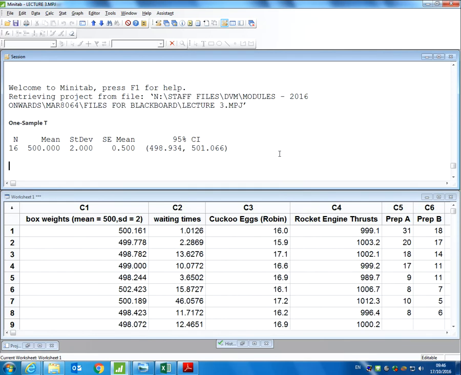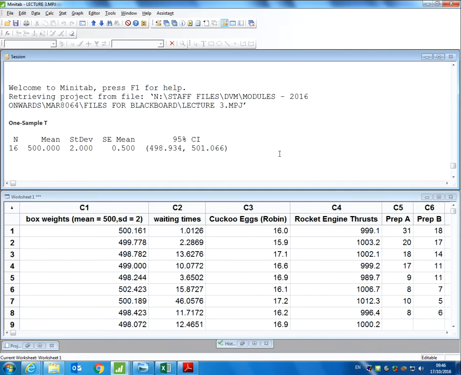Okay, that was the raw data. That's 95% of the box weights. That's different to these two numbers, isn't it? Because we're not talking about where 95% of the box weights are. We're saying we're 95% confident that the true mean lies between those two numbers. Does that make sense?